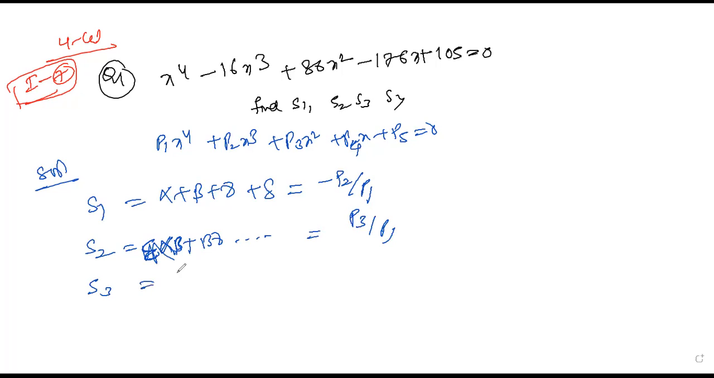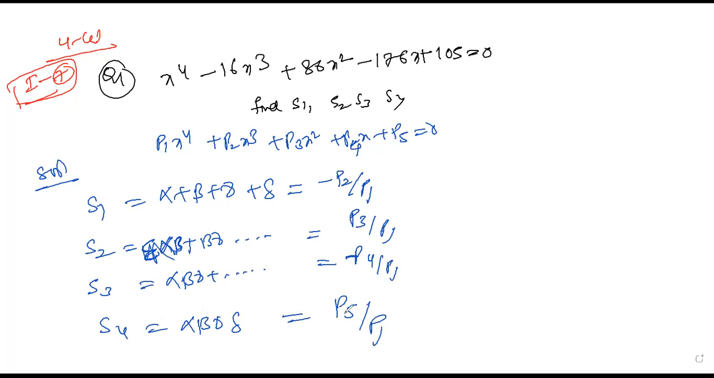S3 means the triple product: alpha beta gamma, up to beta gamma delta, and so on. This is minus P4 by P1. S4 means just the product of all: alpha beta gamma delta. I can write P5 by P1. This is S1, S2, S3, S4. Am I clear? Yes, right.